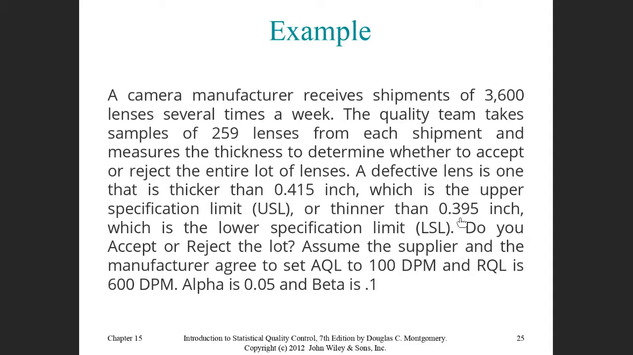Okay. Now we have two parts in this question. We have the part about accepting or rejecting the entire lot, and there is a part that gives you further information about the supplier and manufacturer agreement. The first part can be solved, but you need a certain constant. We have talked briefly in the previous lecture about it, which is the critical value K, or the Z value K.